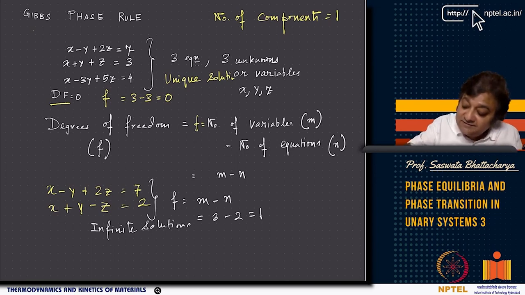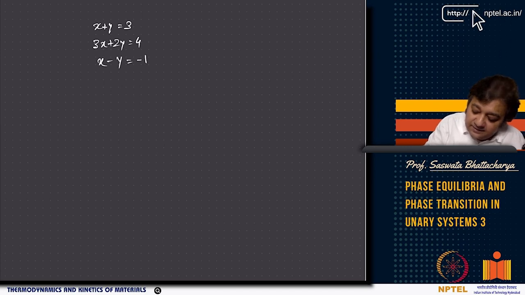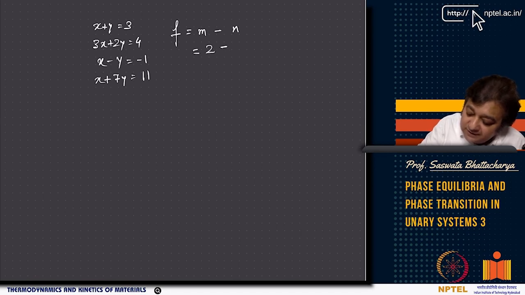Now, we can think of another system. For example, I give you a system like x plus y equal to 3, 3x plus 2y equal to 4, x minus y equal to minus 1, and then x plus 7y equal to 11. So I have 4 equations and 2 variables. So f equals m minus n, where m is the number of variables and n is the number of equations, which is basically 2 minus 4, which is equal to minus 2.